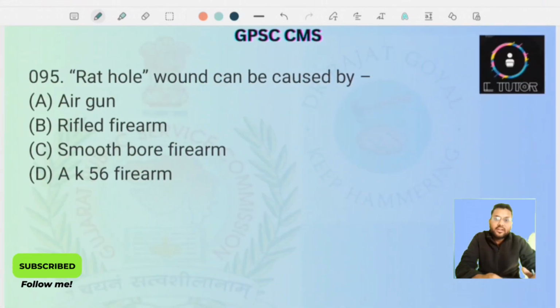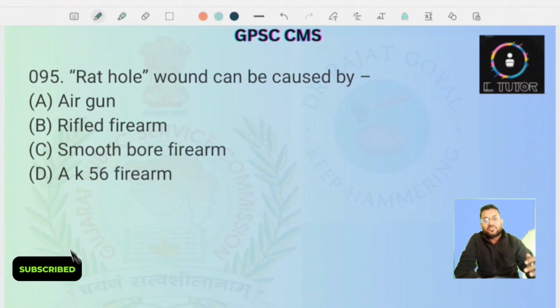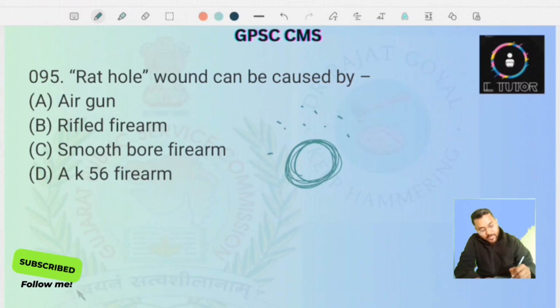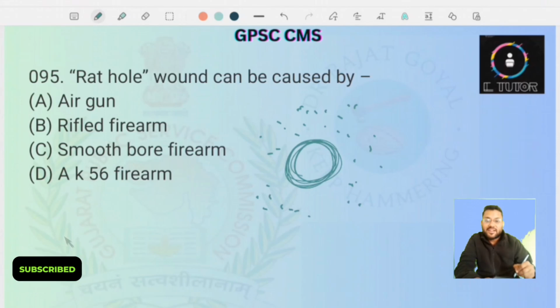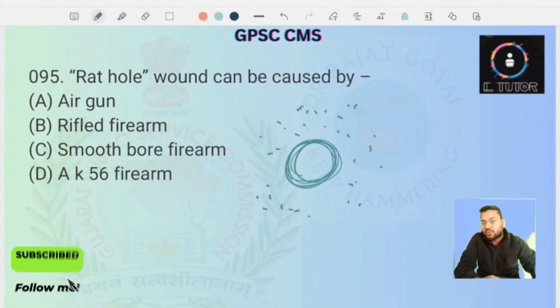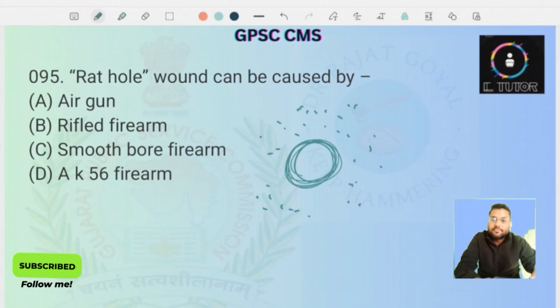Rat hole wound can be caused by. So what is rat hole wound? Whenever there is a firearm injury, sometimes a central hole is there, central wound is there, and the nearby wounds are also there due to the spreading of the pellet. So this central part or the central hole is called as the rat hole and it is seen generally in the case of the smooth bore firearms. So here answer will be option number C, smooth bore firearms.